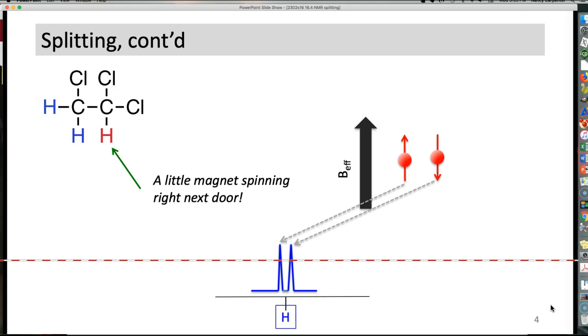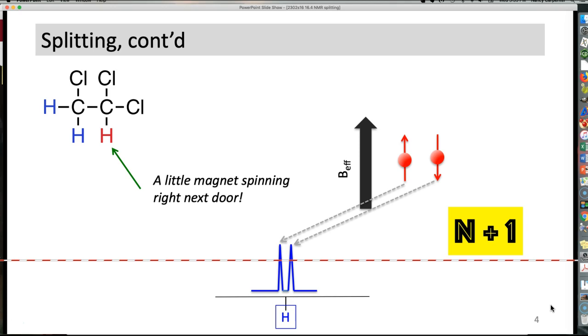Therefore, the blue hydrogens don't show up as one single signal. They show up as two, both equally high, one a little bit lower than the effective magnetic field, one a little bit higher than the effective external magnetic field. And so, actually, the chemical shift for these blue hydrogens is right smack dab in the middle because it got shifted a little bit lower and a little bit higher due to that crazy little spinning magnet right next door. That is an application of the N+1 rule.